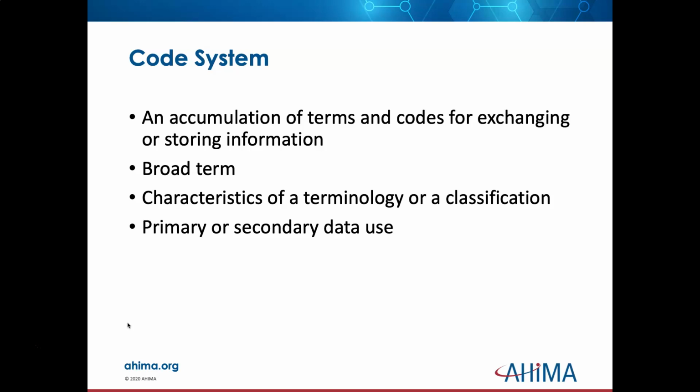Okay, so what's a code system? It's an accumulation of terms and codes for exchanging or storing information. It's a broad term. Characteristics of a terminology or a classification, and primary or secondary data use. Those are the concepts we're going to talk through. I am not going to spend a whole lot of detail on this with you. I want you to read through your book and just be familiar with the different ones that they give you, like LOINC and HCPCS, RxNorm. Those are the main ones that it looks like they cover for you in the next several pages. Just make sure that you understand what they are and what they're used for.